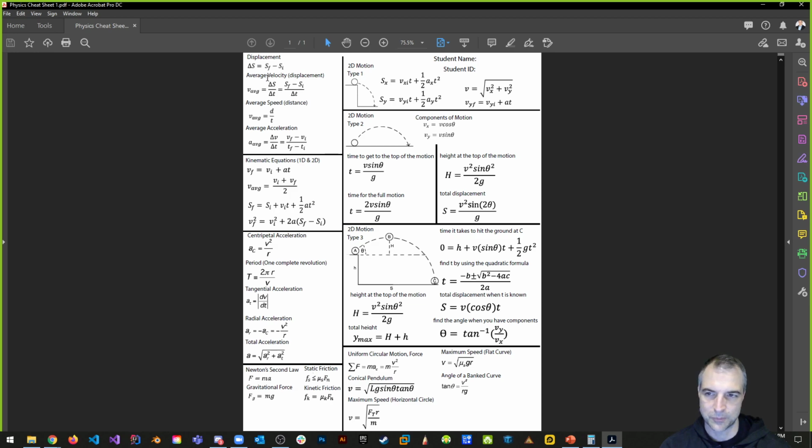I've got displacement. I've got kinematic equations. I've got motion. You know, I've got circular motion and maximum speed. Newton's second law is here. You know, most of the things that I need, but I'm missing one equation. And then, by the way, I recommend you take this cheat sheet and add to it. Add to it, right? What's missing, you know, as an example.